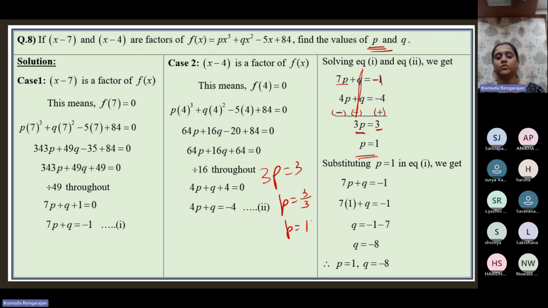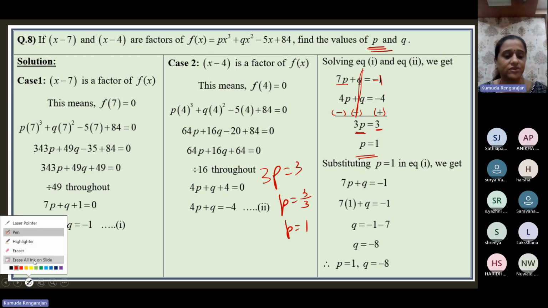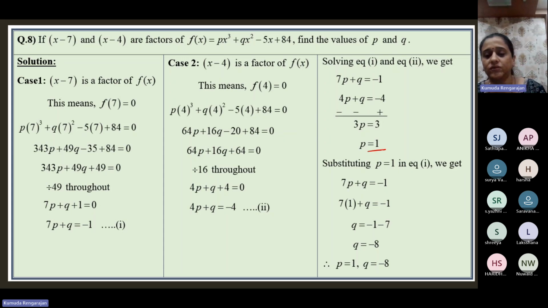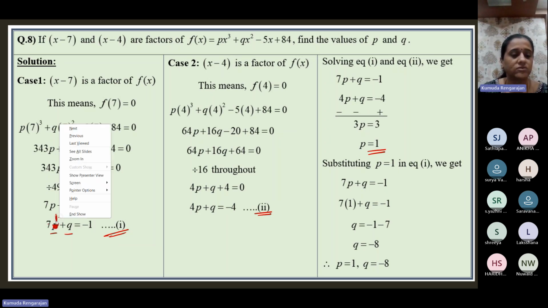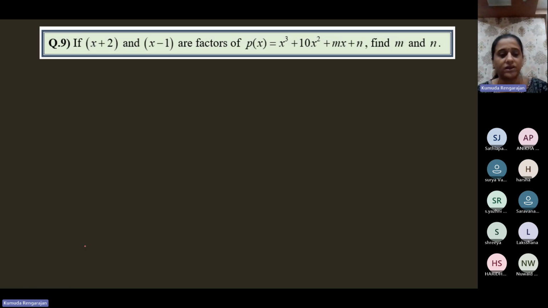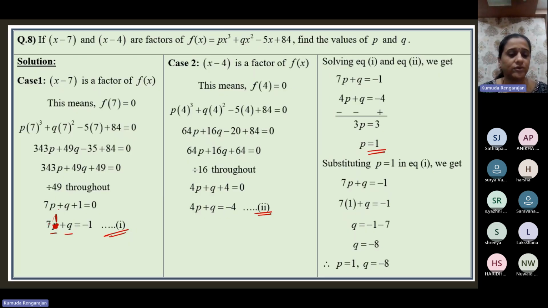Now how do you find the value of Q? Substitute P is equal to 1 in this equation or in this equation. See, this equation has P and Q, no? You know now P is 1. So 7 into 1, 7. When you take that 7 to the other side, it becomes -7. So you will get Q is equal to -8.